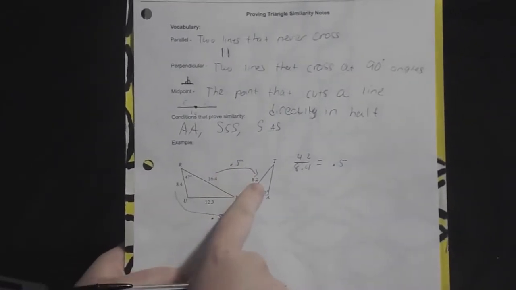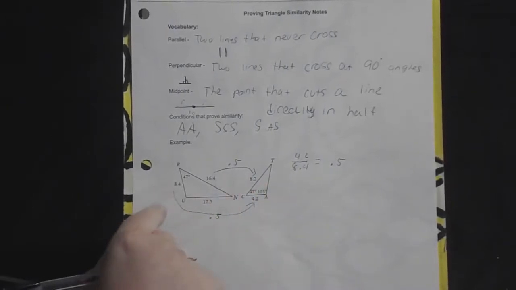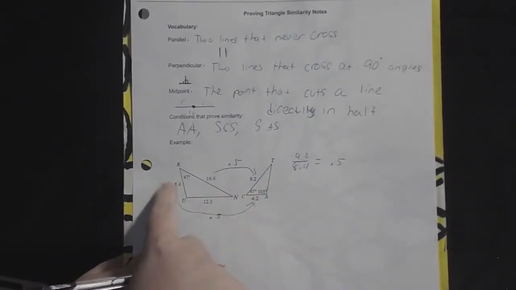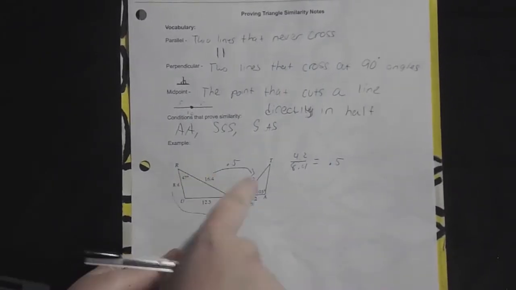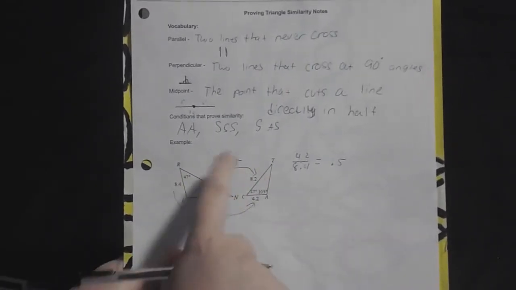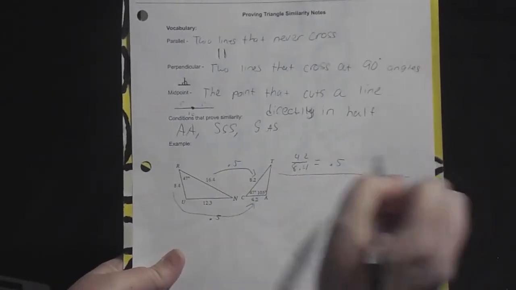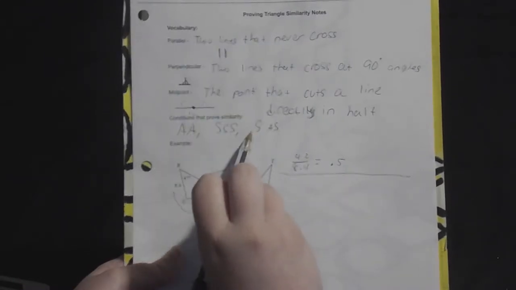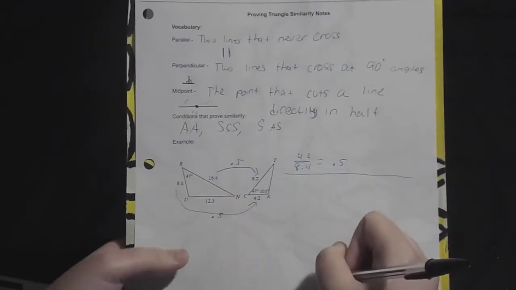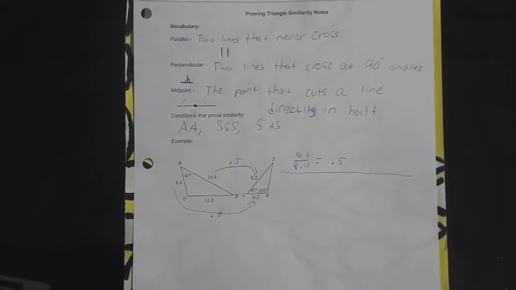So do I have enough now to prove they're similar? Well, I have this side that's the same when I times by 0.5, this angle that's the same, and this side that's the same also when I multiply by 0.5. So now I'm going to prove my two triangles are similar because I have enough information, because I have SAS. So I'm going to prove my two triangles are similar, not the same, but similar.